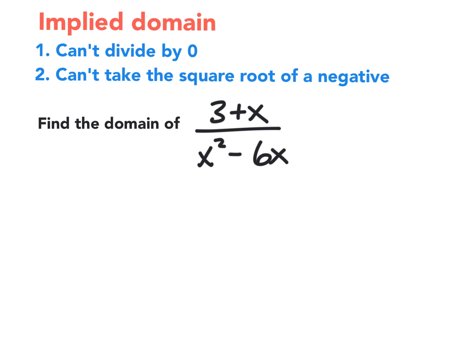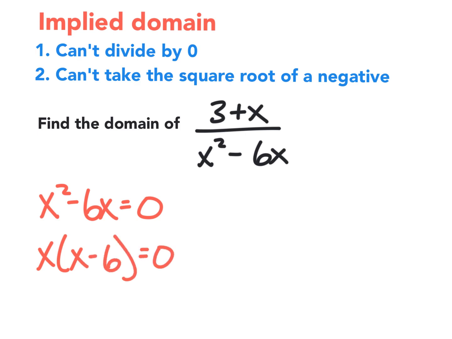So what I do is I take that denominator and I go, okay, what would cause this to be equal to 0? And you should know from factoring that, because you could factor out an x here, setting x equal to 0 or x equal to 6 are going to cause me to divide by 0. And you might be used to saying, okay, it's all real numbers, but x not equal to 0 or 6.